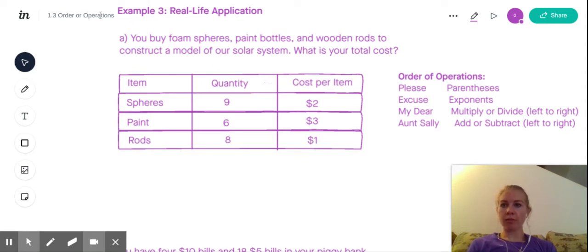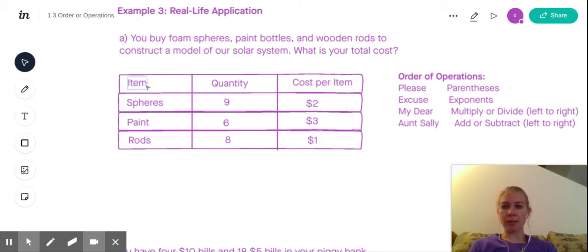All right, now we're going to go over example 3, which is the real life application part of chapter 1, section 3, order of operations. So here we go. You buy foam spheres, paint bottles, and wooden rods to construct a model of our solar system. What is your total cost?